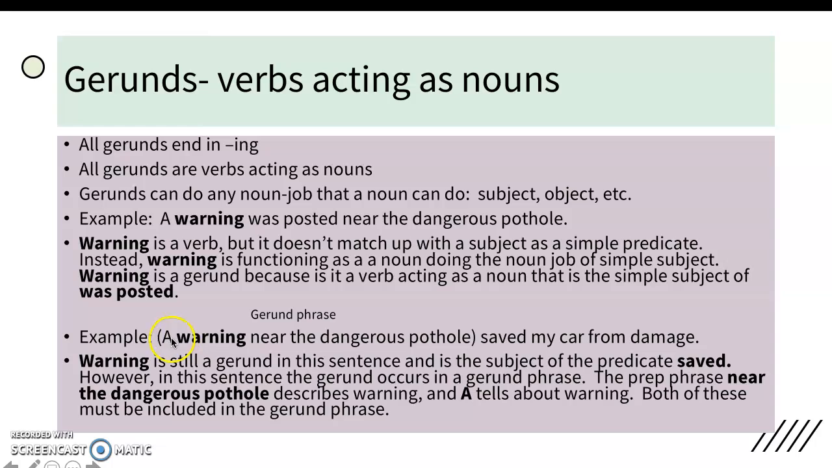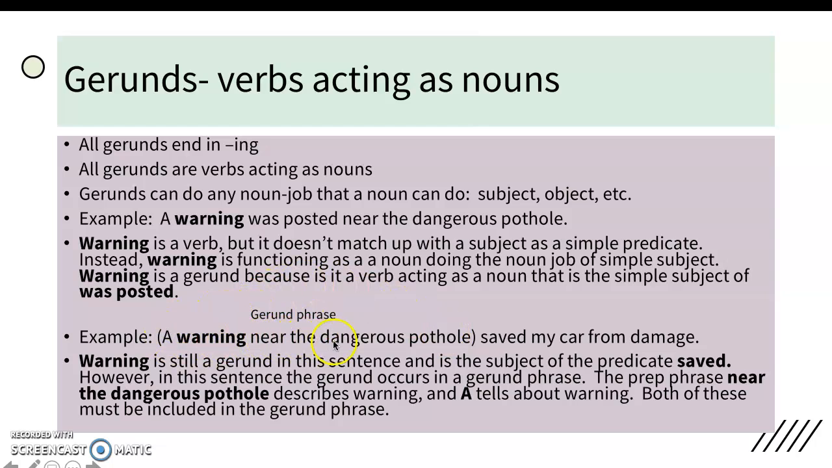Let's look at this one. A warning near the dangerous pothole saved my car from damage. Once again, warning is a verb. Okay? But it's acting as the subject of saved. Who or what saved my car from damage? The warning. But this particular gerund has a lot of stuff that modify it or tell about it. Near the dangerous pothole tells where the warning was.